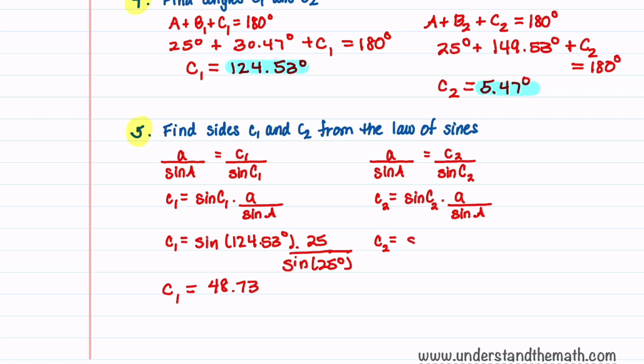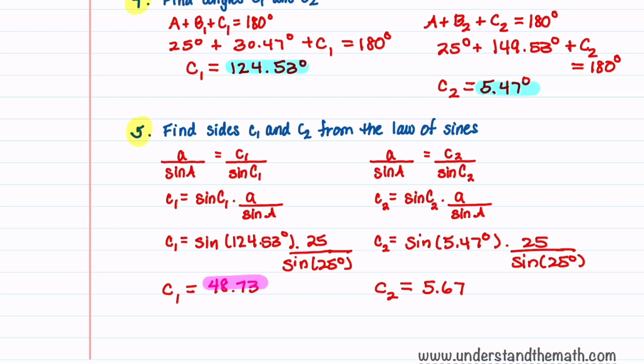We can find c2 in a similar way. We have c2 is the sine of angle C2, which is 5.47 degrees, times 25 divided by the sine of 25 degrees. When we plug this into the calculator, we get 5.67, and we'll highlight those values. In this case, we ended up with two triangles, and we found all the unknown angles and the unknown sides. You should be all set now to tackle some of these problems on your own.